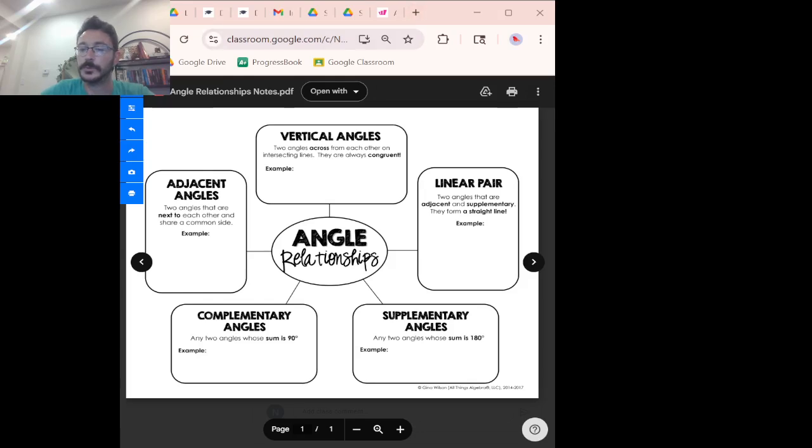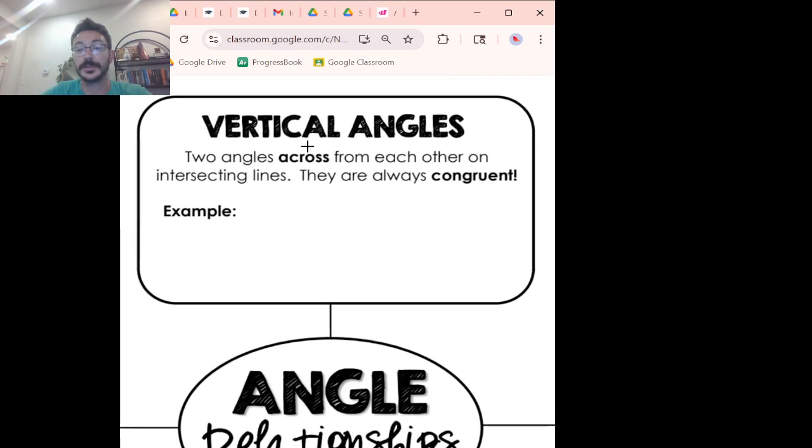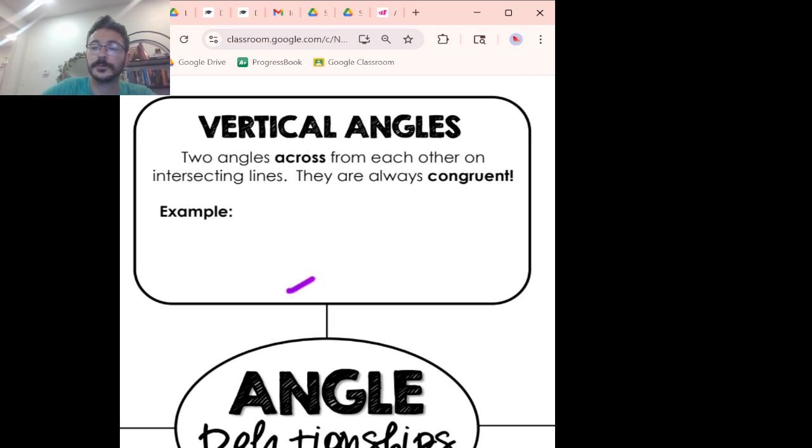Alright guys, today we are talking about angle relationships, and I think this will be a pretty short one for us. Hopefully my drawing tool works. It's been kind of hit and miss today. But let's go ahead and get into it with vertical angles.